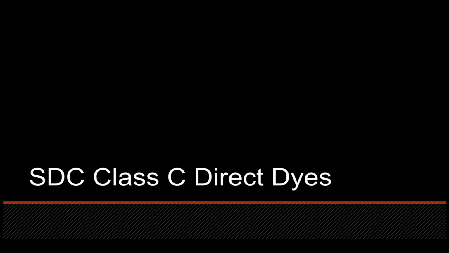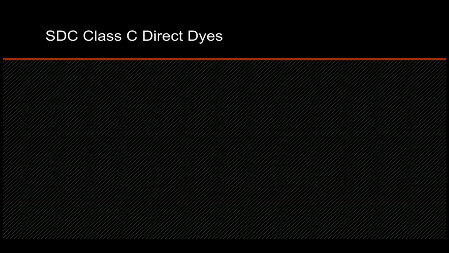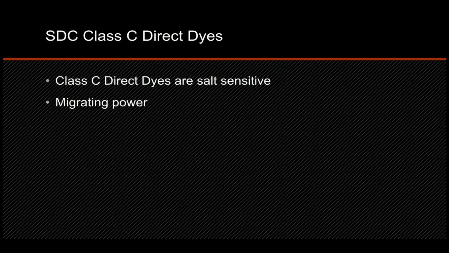SDC Class C direct dyes. Class C direct dyes are salt sensitive and have poor migrating power. Leveling: leveling power is controlled by gradually increasing the temperature in the bath. It means the temperature is increased by gradient, step by step, for example 5, 10, 15, and 20 in a minute. With the passage of time, they may require more salt in the form of addition and some leveling agents.